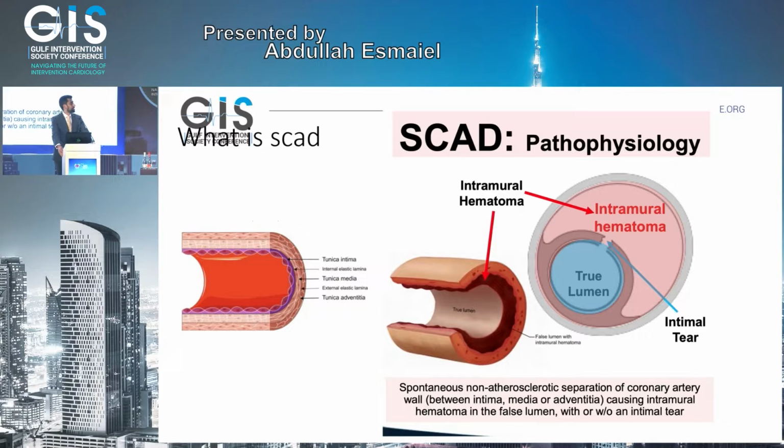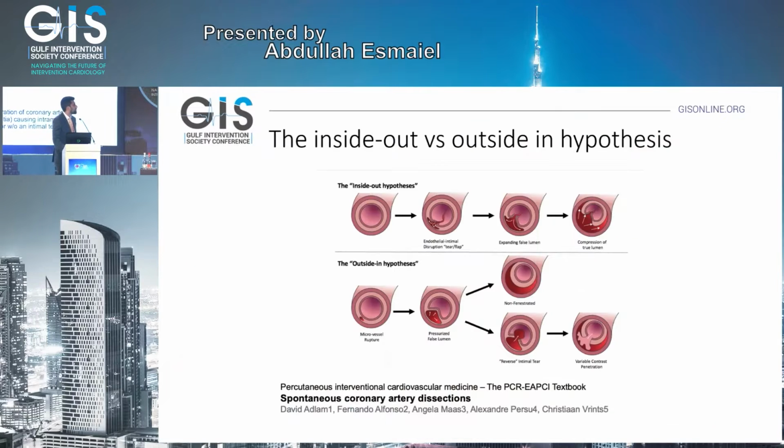What is SCAD? We all know the 3 layers of an artery: intima, media, and adventitia. SCAD is when you have a subintimal bleed. There are 2 hypotheses for SCAD, the inside-out hypothesis and the outside-in hypothesis. The inside-out hypothesis is when you have a tear in the intima and blood leaking into the subintimal space, thereby increasing the pressure on the false lumen and causing compression and impairment of flow.